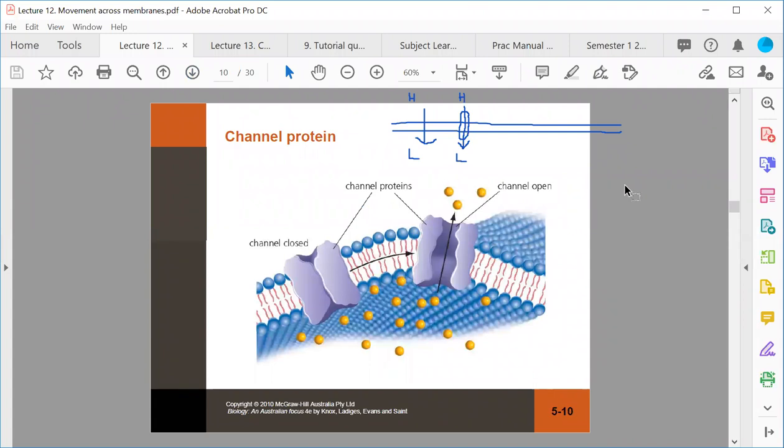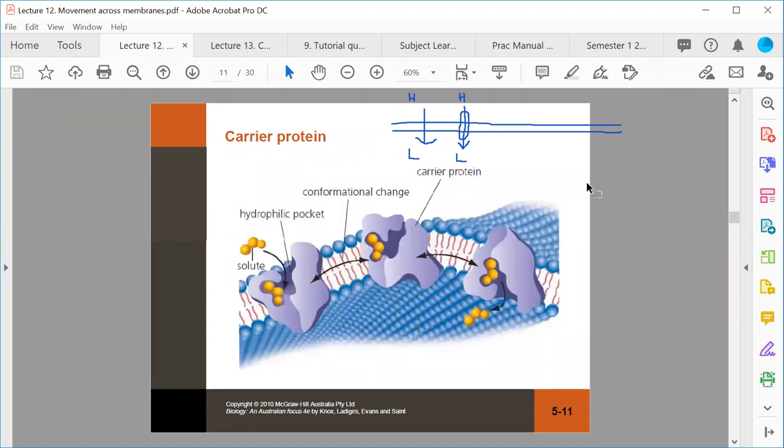All right, so this is what a channel protein would look like. So here's our membrane. Here's an example of a channel protein embedded in the membrane. This is in its closed state. And here we have another example, and here it is in its open state. When it's in its open state, molecules can simply pass through a pore within that channel protein. But remember, those solutes are moving once again from a region of high concentration to a region of low concentration.